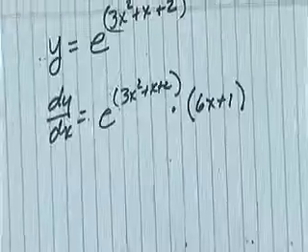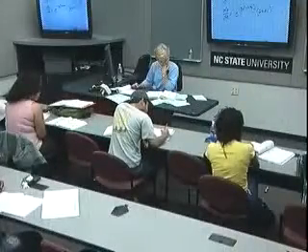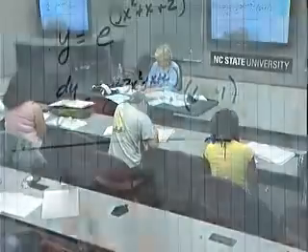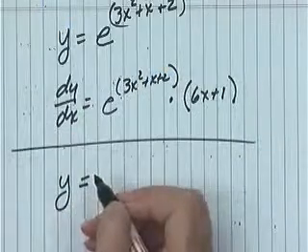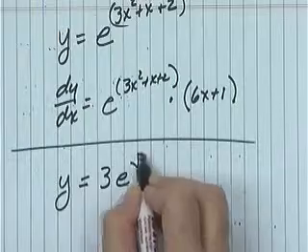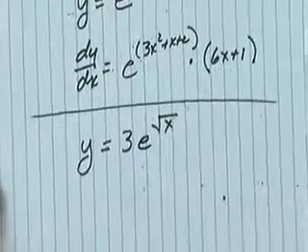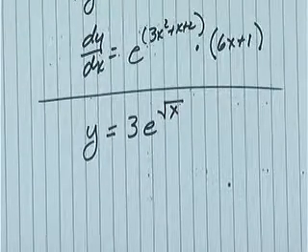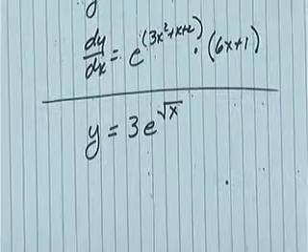I'm going to try to think of something hard. Okay, here's a hard one. Y equals 3e to the square root of x. Y equals 3e to the square root of x. Find the derivative.